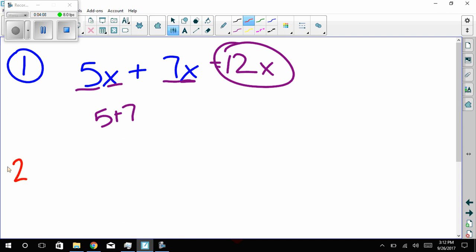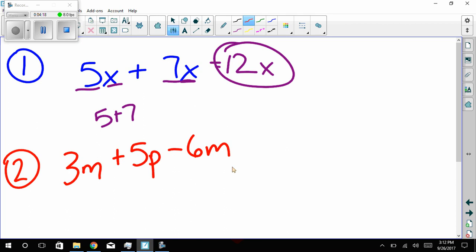Okay? Example number 2. Combining like terms. We're going to have 3m plus 5p minus 6m. First of all, let's go through and identify the like terms. Like terms will be the 3m and the negative 6m. The 5p, I'm going to put 2 underlines underneath that because that's a different type of term. That is not a like term with the m's. So when I combine like terms, the 5p is not going to change. It's just going to stay 5p.